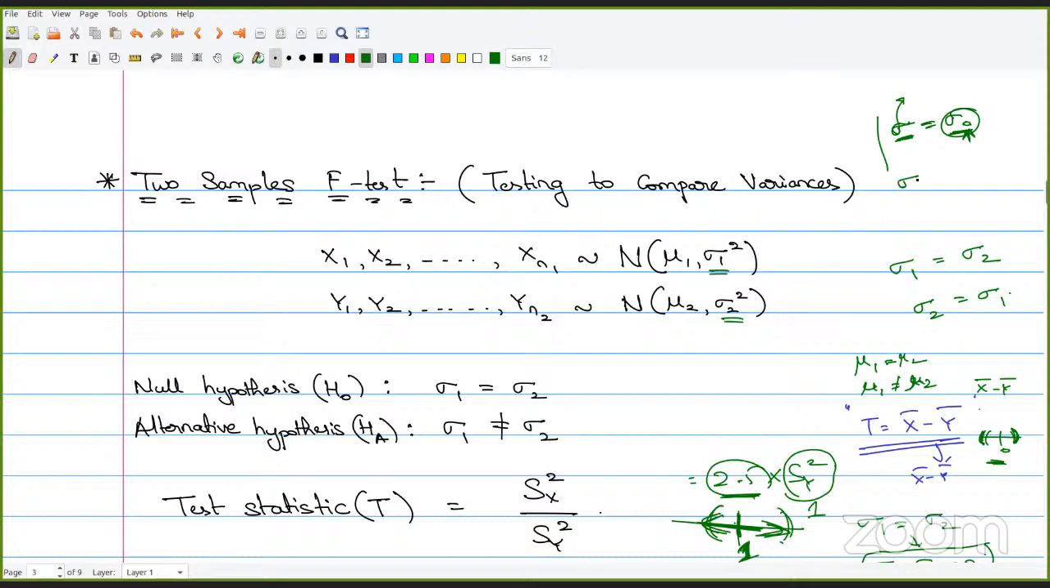I'm not saying that. See, these are two different cases. See, this thing is whether sigma 1 is equal to sigma 2 or not.